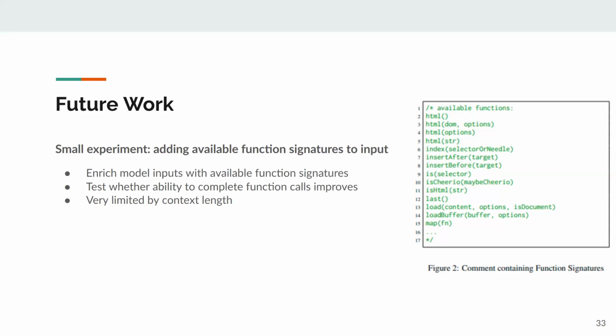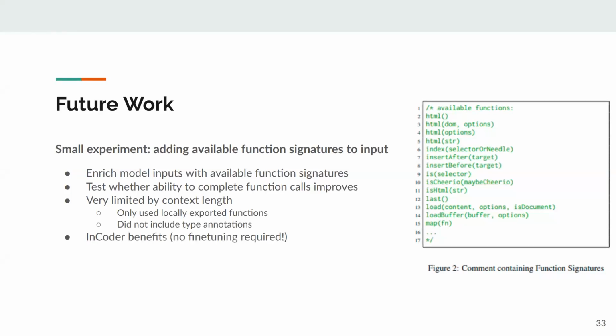I'll quickly go through this because it's pretty much another experiment. But we were very limited by context length once again. So for this experiment, we only considered functions that were in the user's own project, and also function calls only to those functions. And we did not include type annotations in this comment.